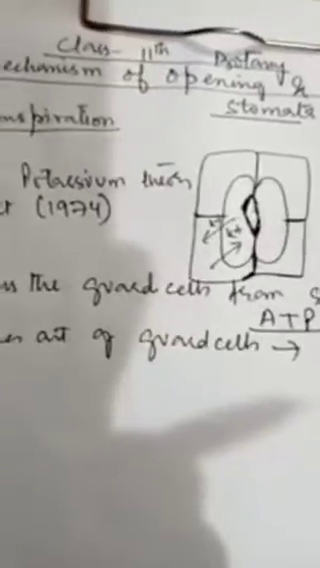The second point is that the stomata open during the daytime, and it is an active process, and the stomata close during the night, and it is a passive process. When the stomata close, no ATP or energy is required, but for the opening of the stomata we need this energy. The majority of stomata open during the day and close during the night, but there are some exceptional cases where the stomata open during the night and close during the day.